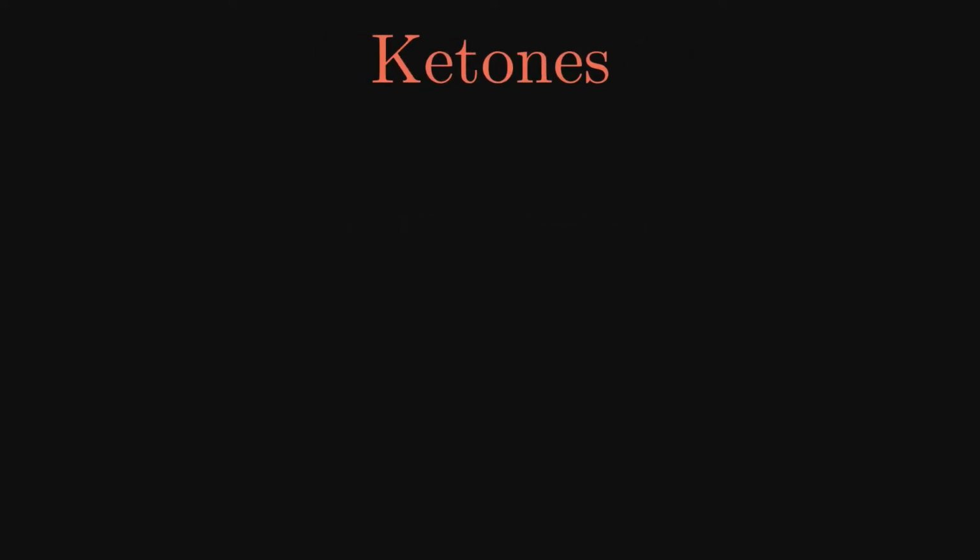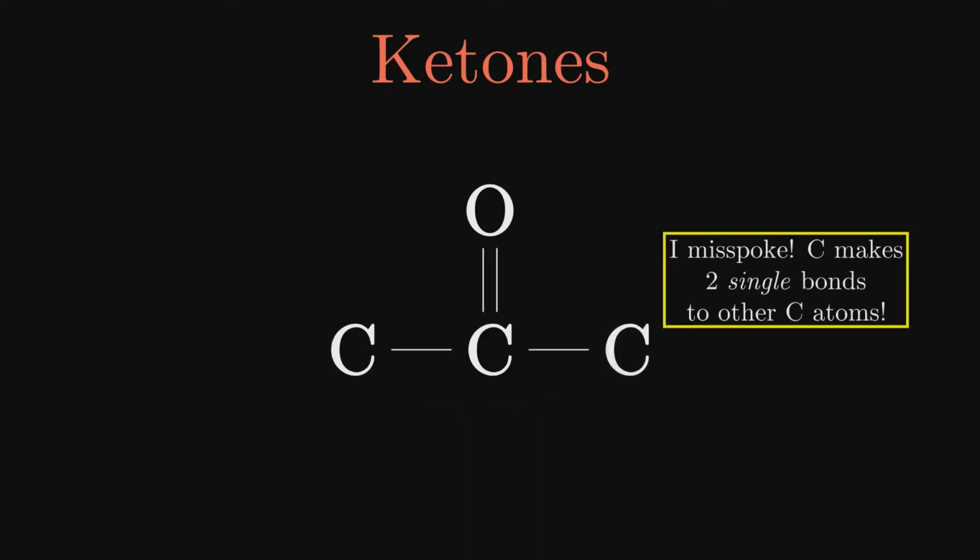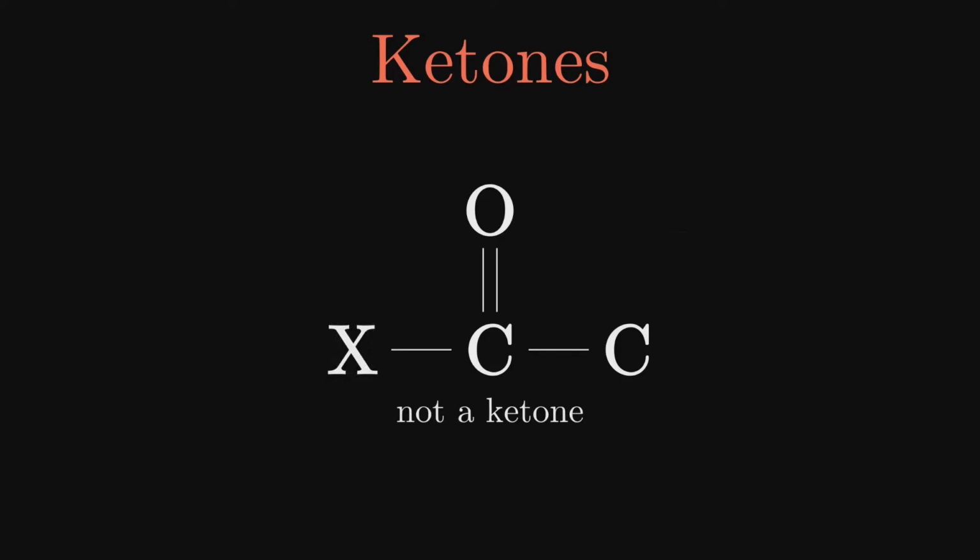Ketones are pretty easy to identify because you'll see a carbonyl where carbon double bonds to oxygen. In a ketone, that carbon double bonds to two other carbons. If one of those carbons is anything else, it's not a ketone. Ketones are a functional group and get the suffix "-one" in the name.